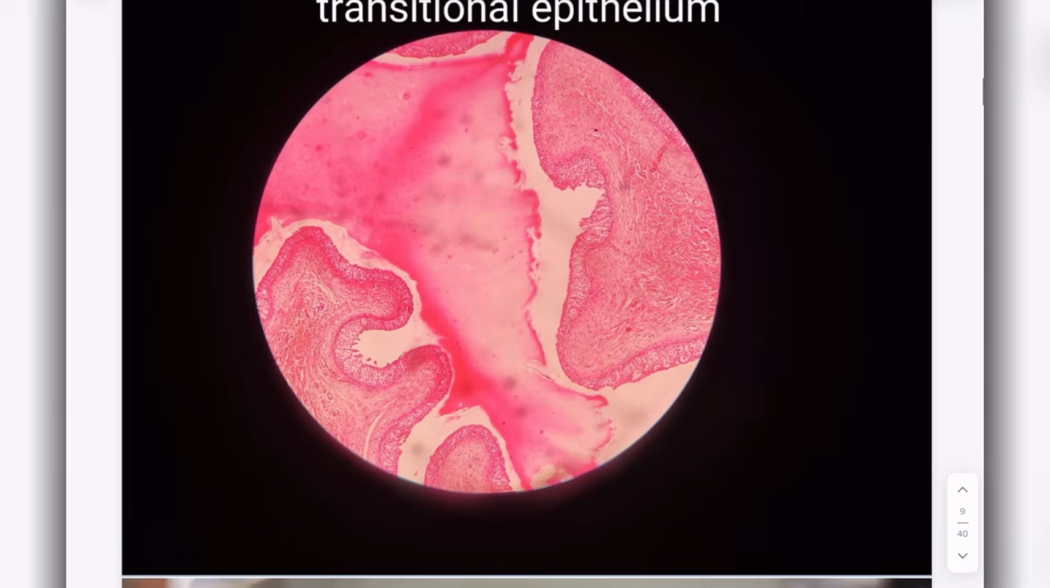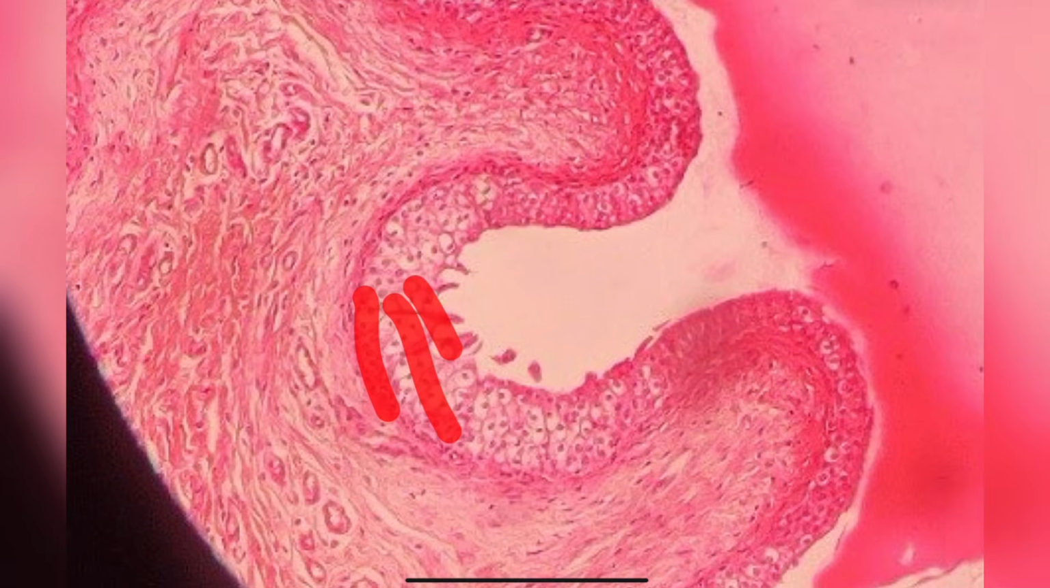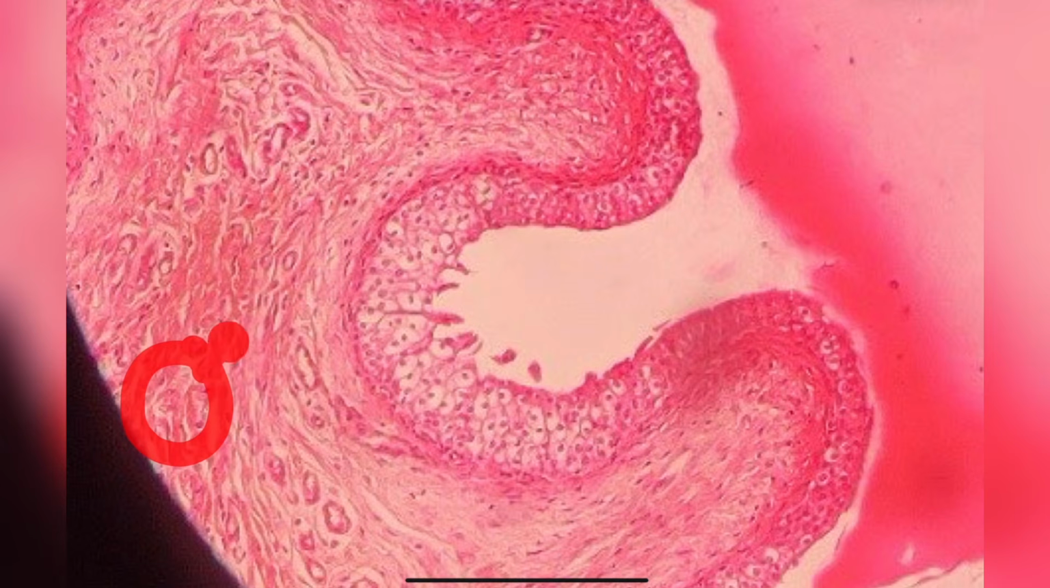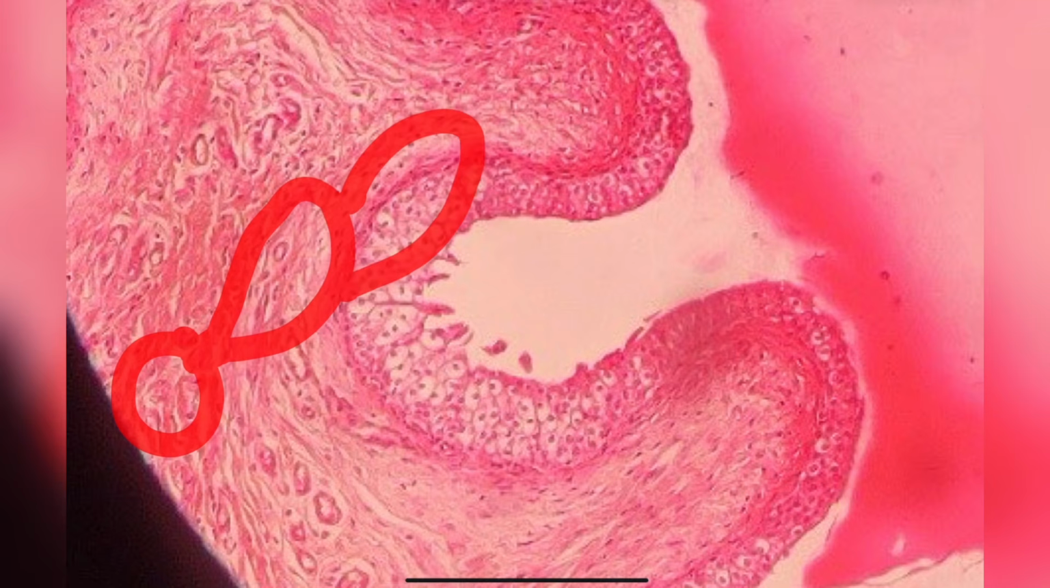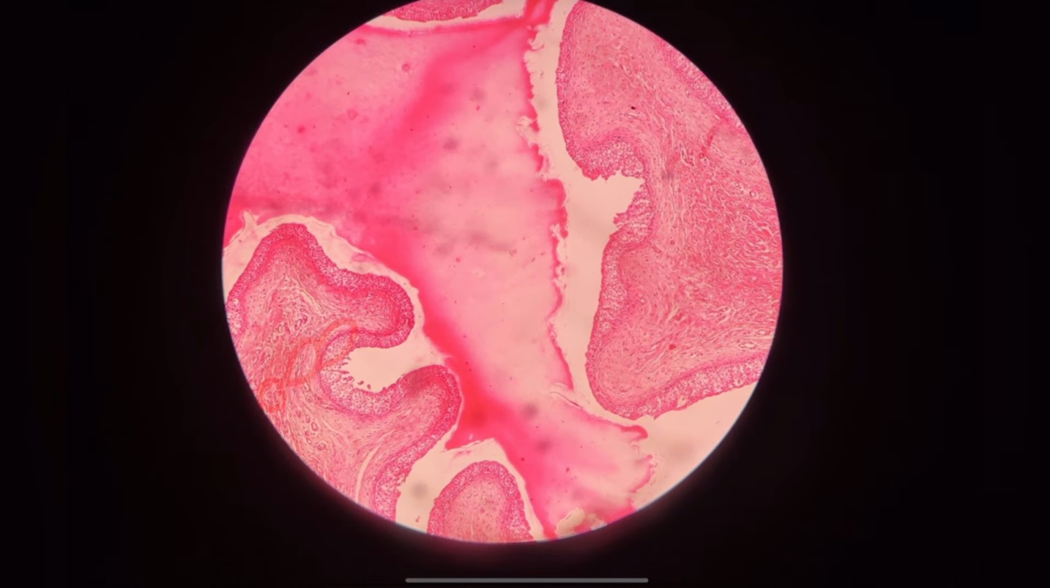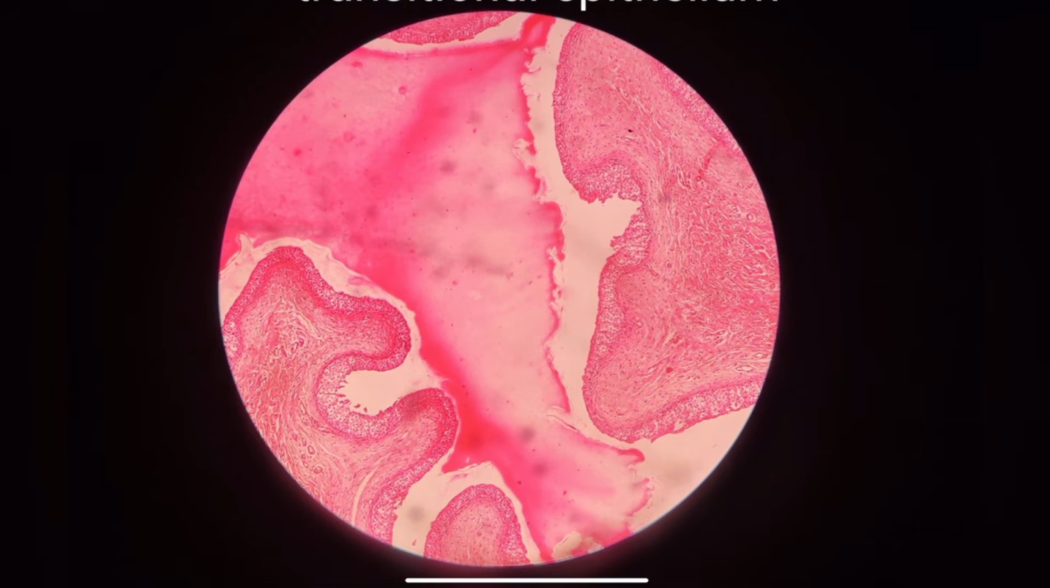Next, you can see that the cells are present in multiple layers, and the cells at the bottom are round. Right on top of that, you have pear-shaped cell, and on top of that, there's dome-shaped cell. So this is transitional epithelium possessing the ability to stretch. So that's all for epithelial tissue. Next up, you are going to have connective tissue.